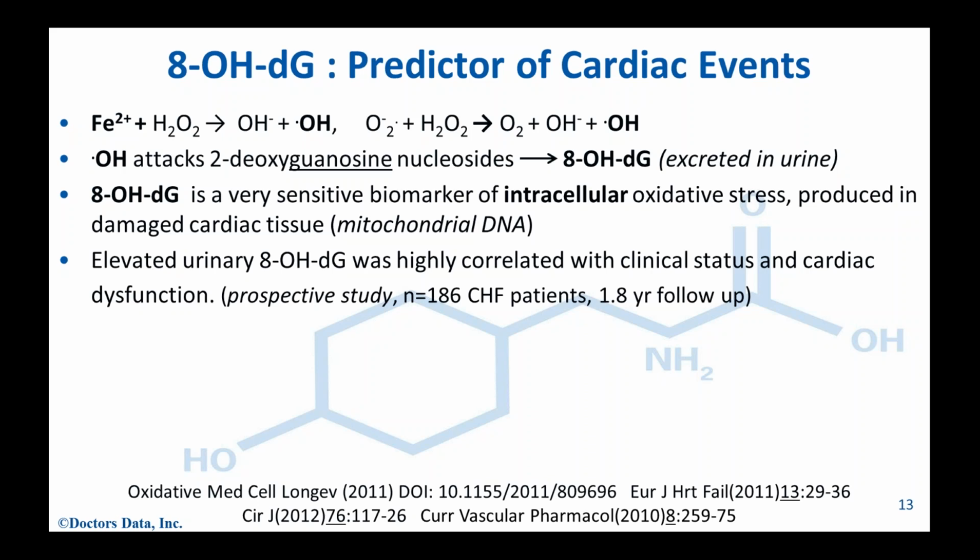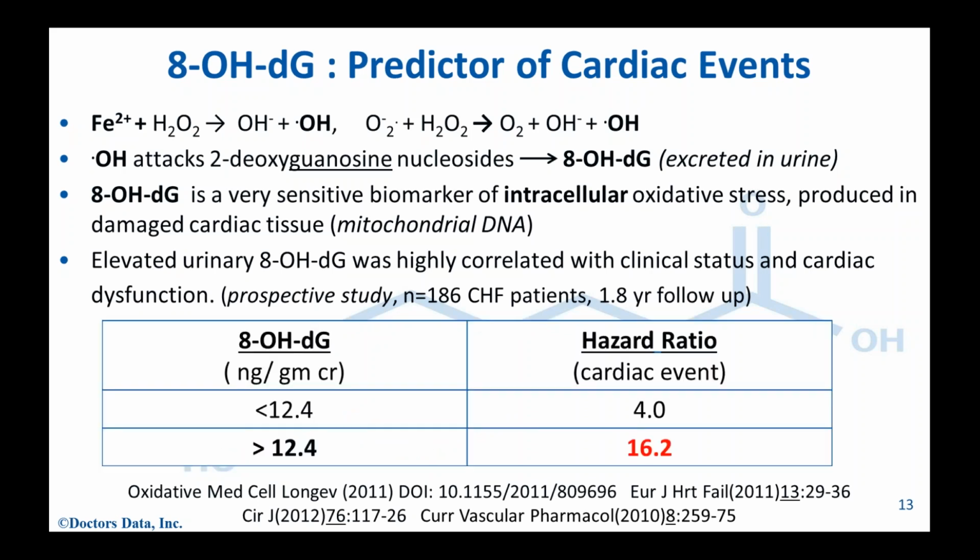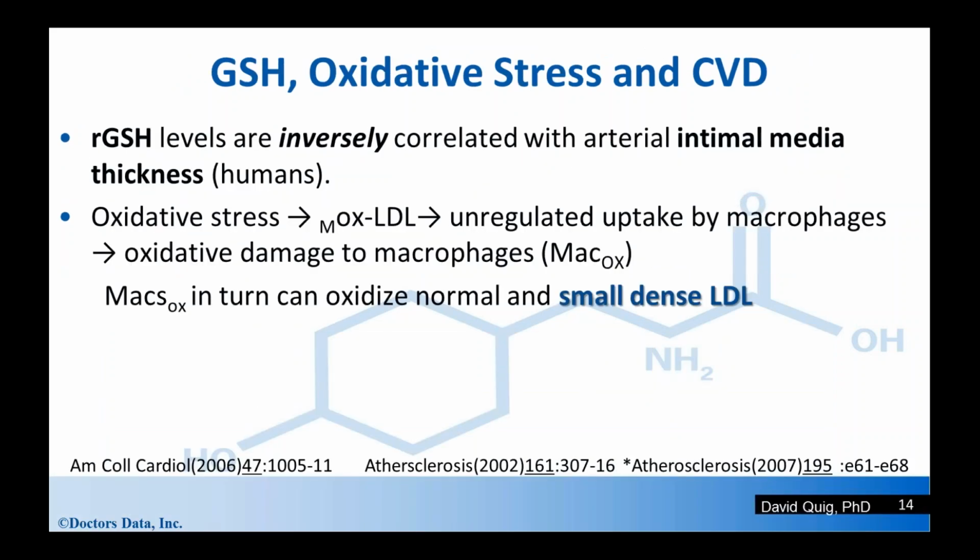In fact, if we look at a prospective study of 186 chronic heart failure patients with a 1.8-year follow-up, we can see that for the patients that had elevated 8-hydroxy-DG levels, and in this study they used urine 8-hydroxy-DG levels greater than 12.4 nanograms per gram, there was a significant four-fold increase, or 4 times increase, I should say, in the hazard ratio, that is, for cardiac events. So 8-hydroxy-DG appears to be a good predictor of cardiac events.